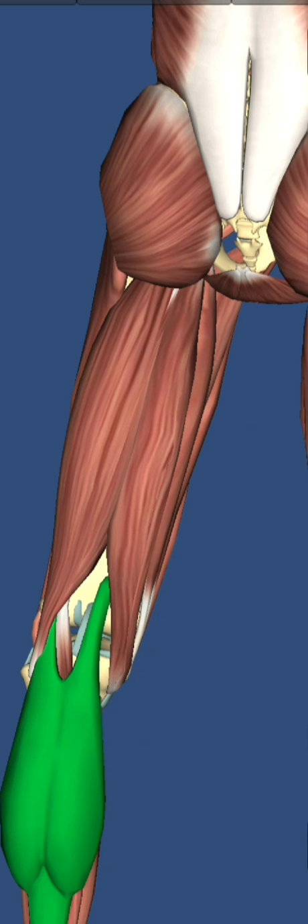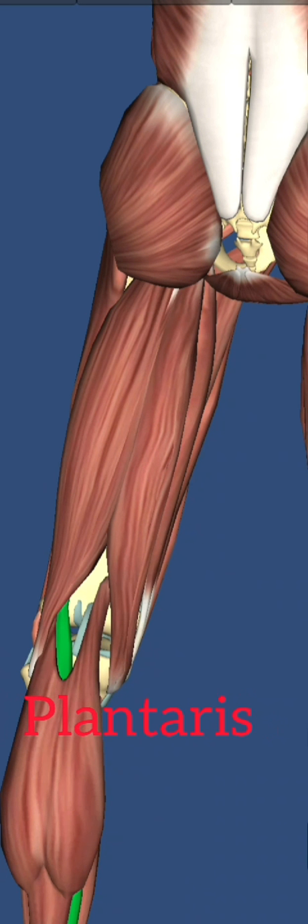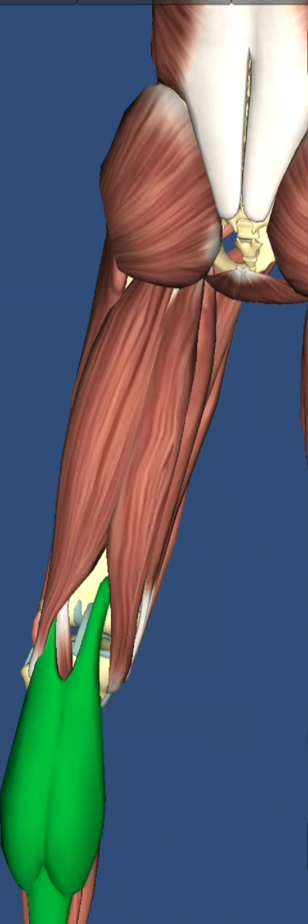That's the muscle called the plantaris muscle, the one in green right now. So we can say that both the lateral head and the plantaris form the inferior-lateral border of the popliteal fossa.